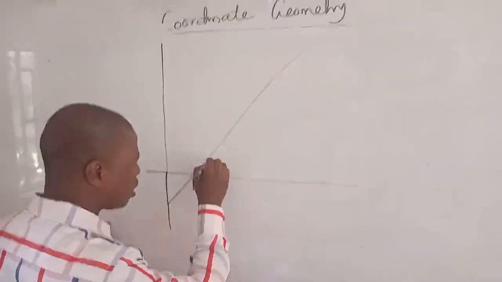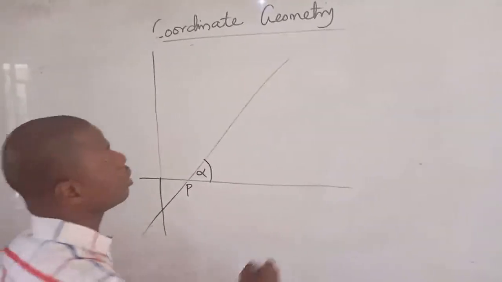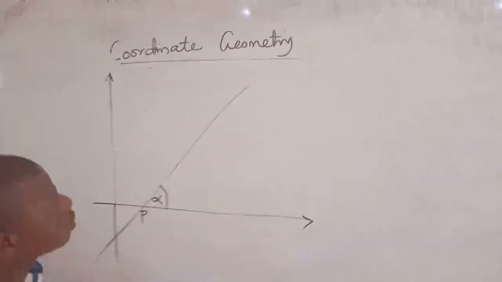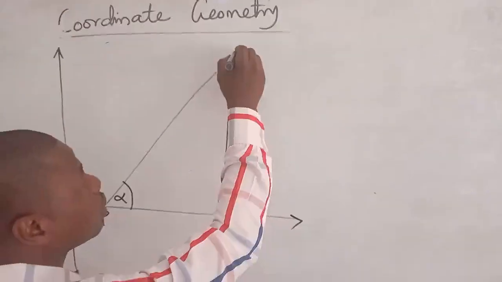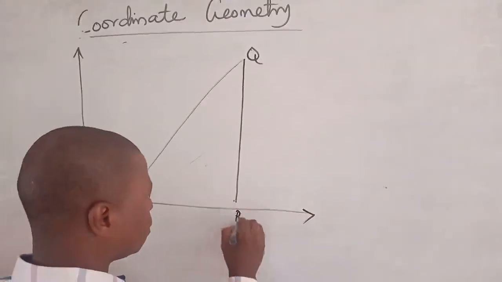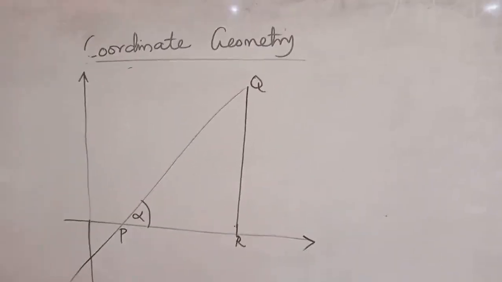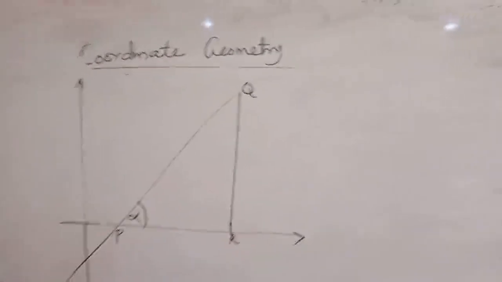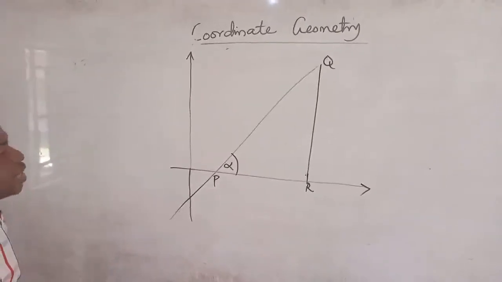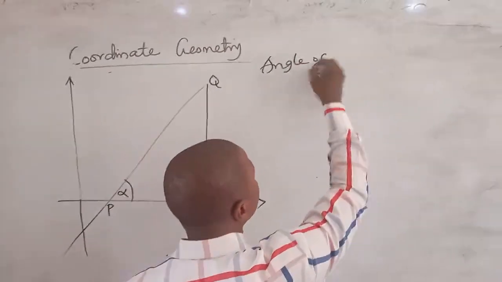This is B, this is alpha. P, QR, okay. Okay, so we want to look at how to find the angle of slope. Angle of slope.